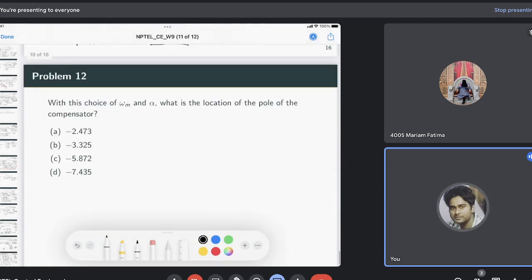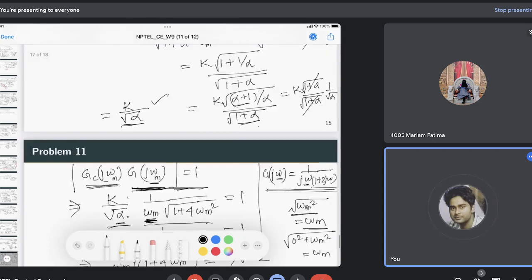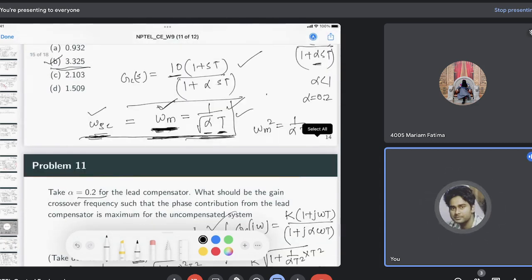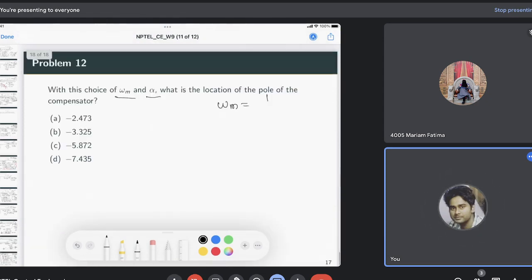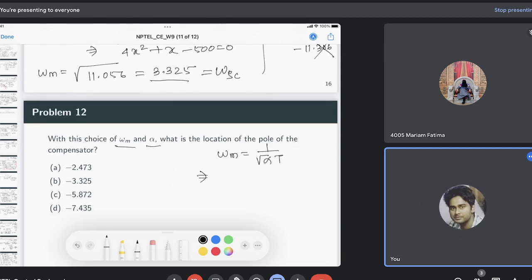Then we move to the next question. We already have this choice for this system, omega m and alpha, so then we want to find the location of the pole. Once we have both terms, we can compute the location of the pole easily. So how will we go? We know that omega m, the frequency at which the maximum phase shift occurs, is given by this formula, 1 by square root of alpha T. And we computed omega m to be this frequency, 3.325.